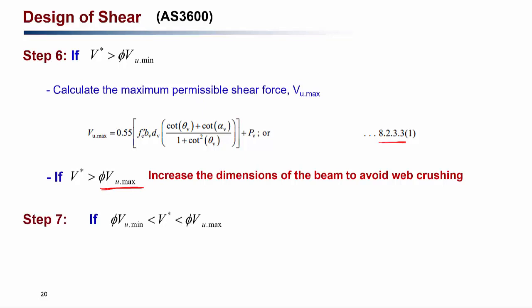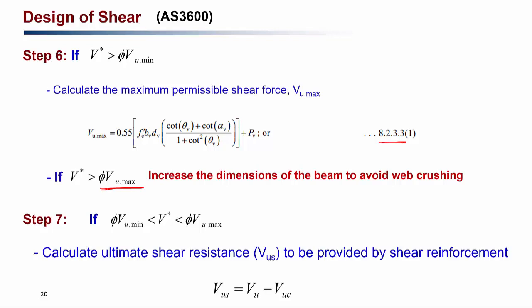Now, if V star is greater than phi Vu.min, that means you have to provide the shear reinforcement, and if it is less than phi Vu.max, you know that you have to design for the shear reinforcement. You need the shear reinforcement, and the minimum shear reinforcement is not enough, so you have to design for the shear reinforcement. So how do you do that?